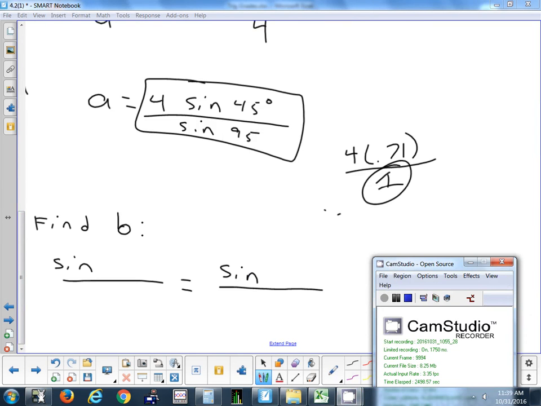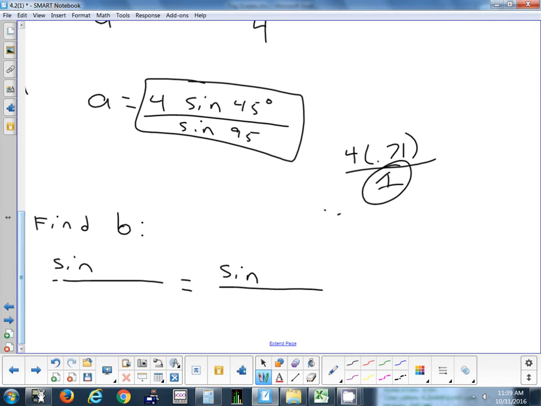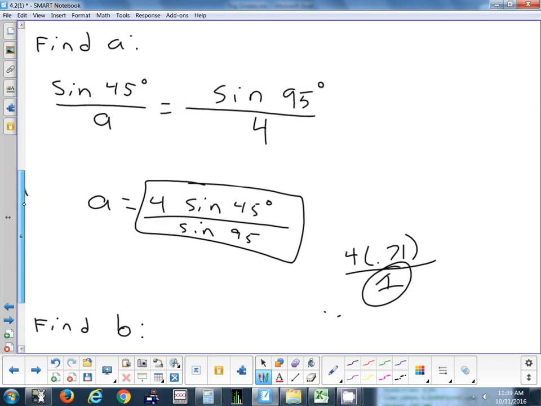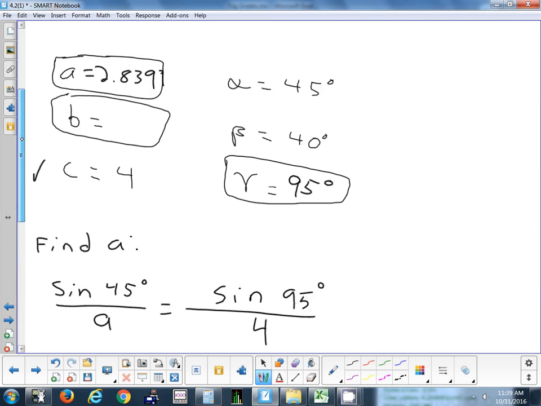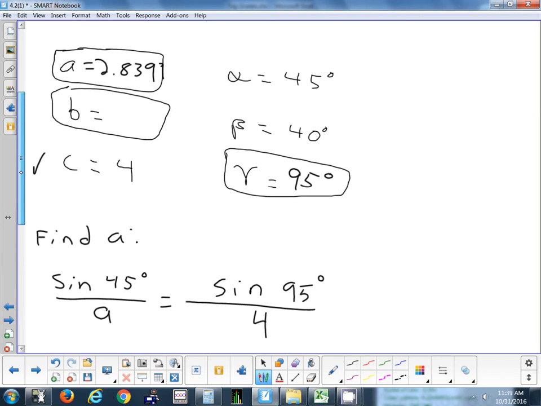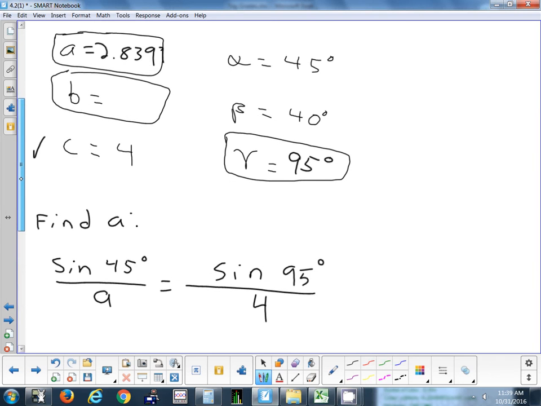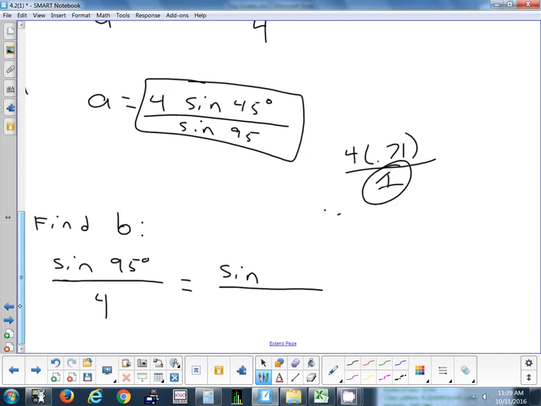So, can somebody tell me what they wrote down for the proportion? Eric, what'd you get? I got sine 95 degrees over 4. Okay, so sine of 95 over 4. So he went back and used the row that we were given that has the nice numbers in it. I like that. Equals what? Sine 40 degrees over b. Sine 40 over b.